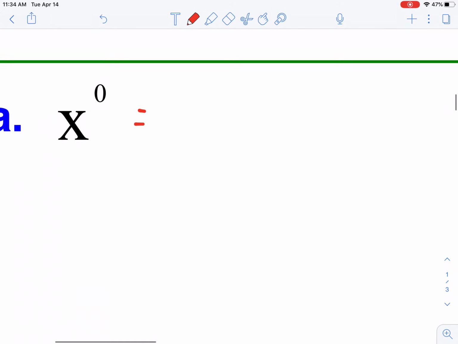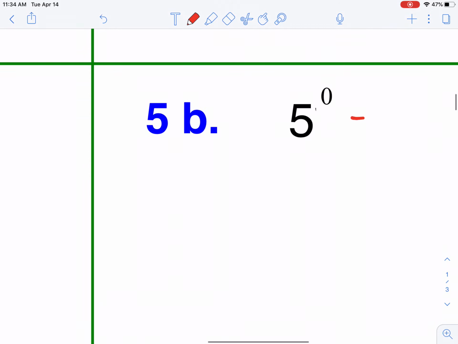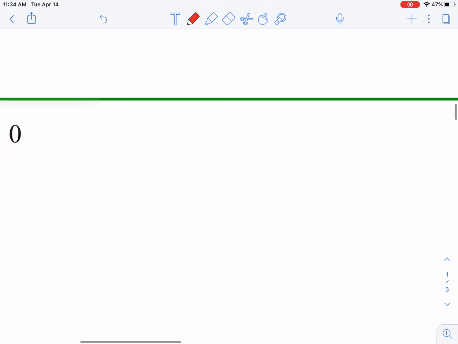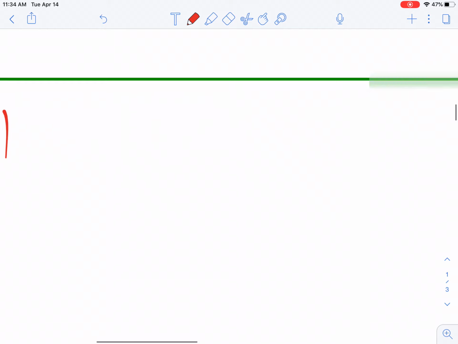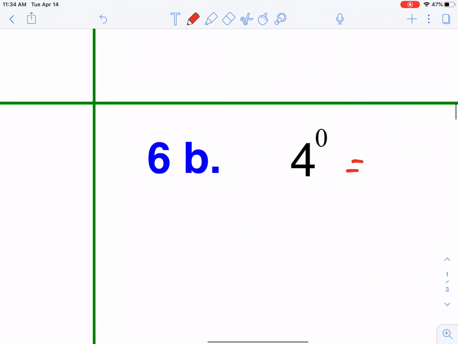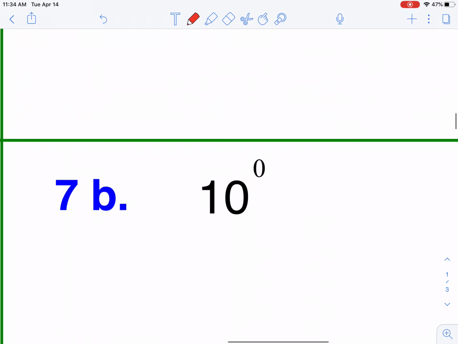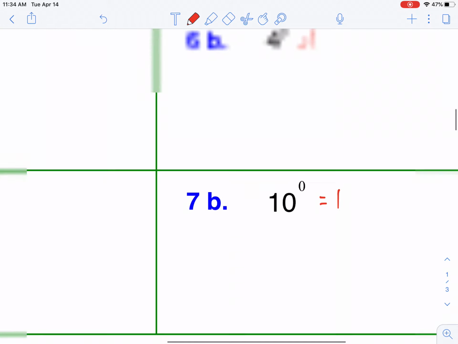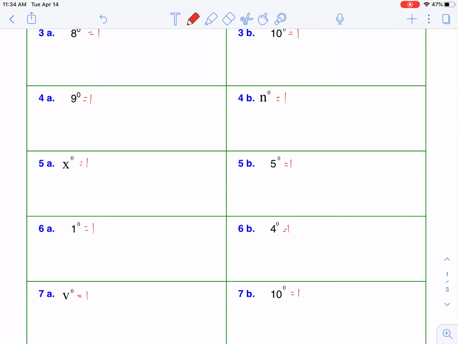It doesn't matter what the number or variable is. If it has 0 as the power, it's automatically going to equal 1. And you'll notice that I'm doing these really quickly because they're super easy. Anything that has 0 as the power is automatically going to equal 1.